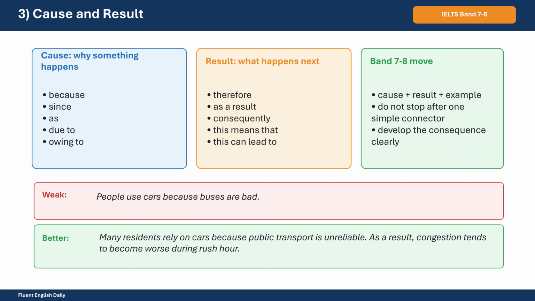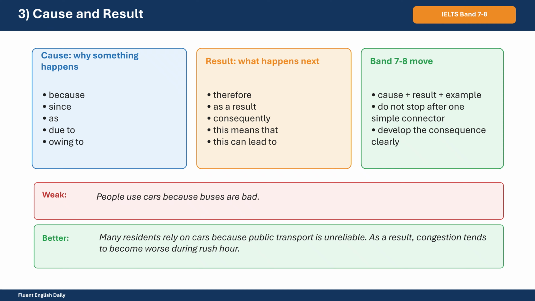To describe a result, use therefore, as a result, consequently, this means that, or this can lead to. A weak answer might be, people use cars because buses are bad. A more developed version is, many residents rely on cars because public transport is unreliable. As a result, congestion tends to become worse during rush hour. This version provides a clear cause and a logical result.